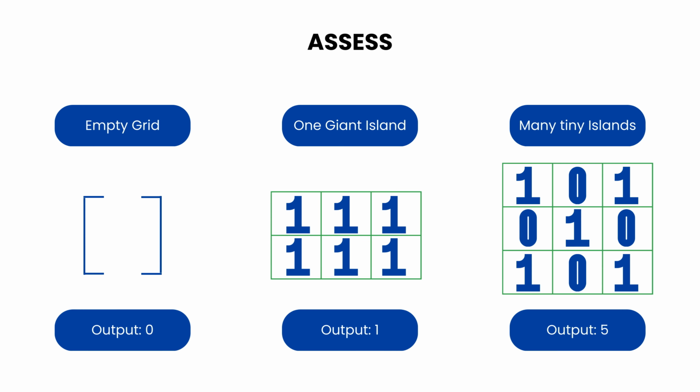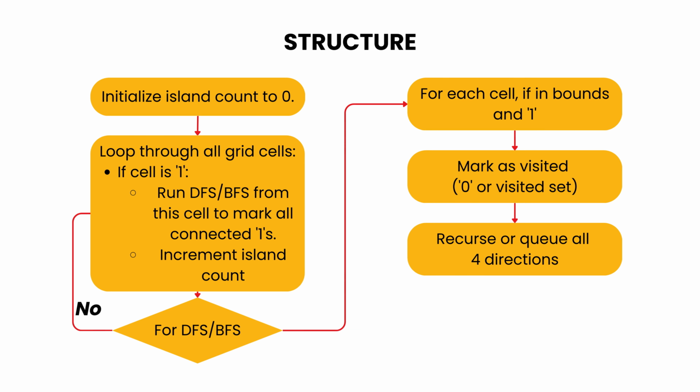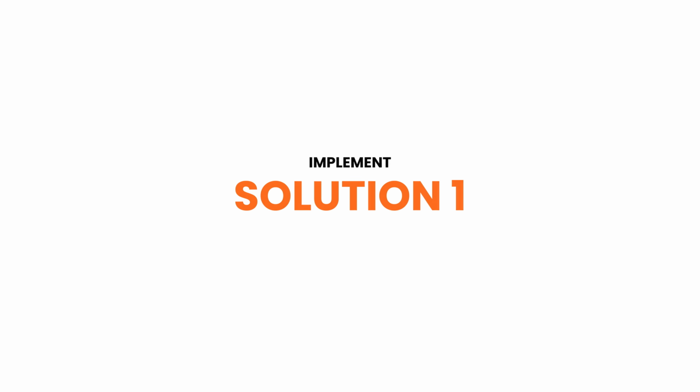Edge cases. Empty grid, return 0. One giant island should count as 1. Many tiny islands, single cells, count each. Initialize island count to 0. Loop through all grid cells. If the cell is 1, run DFS/BFS from this cell to mark all connected ones. Increment island count. For DFS/BFS: for each cell, if in bounds and 1, mark as visited, 0 or visited set. Recurse or queue all 4 directions. Return island count.